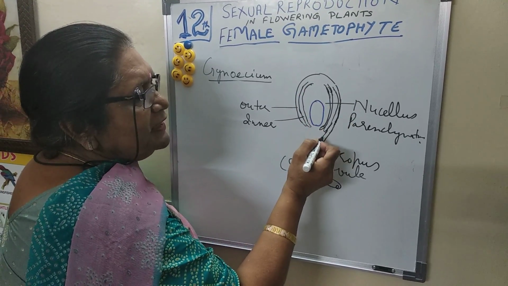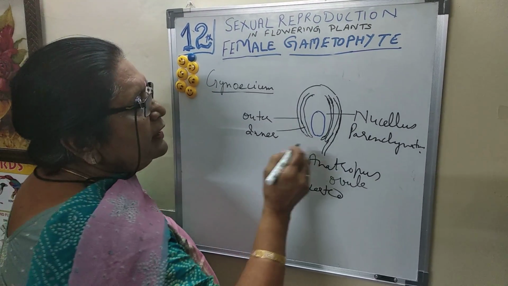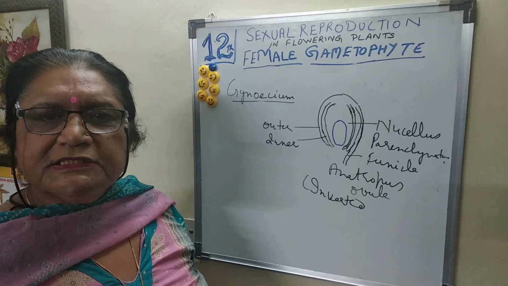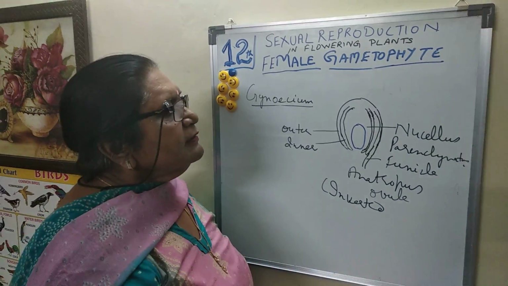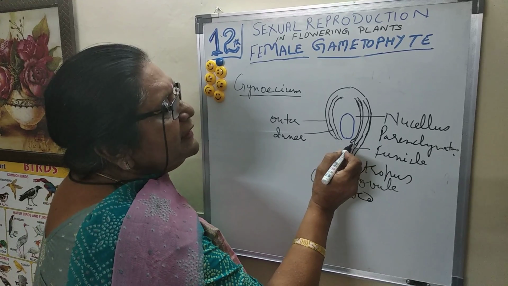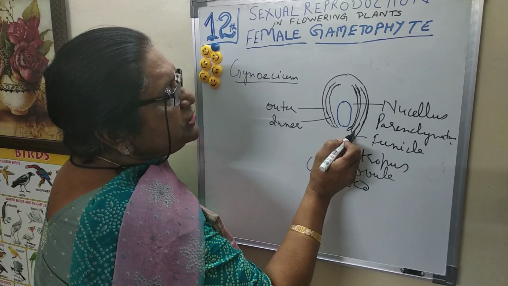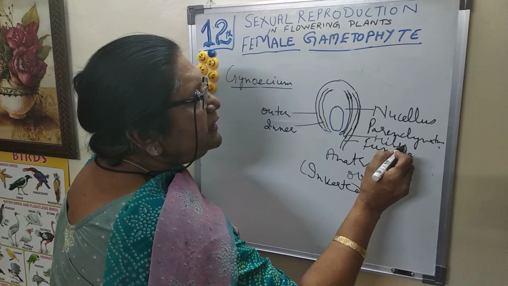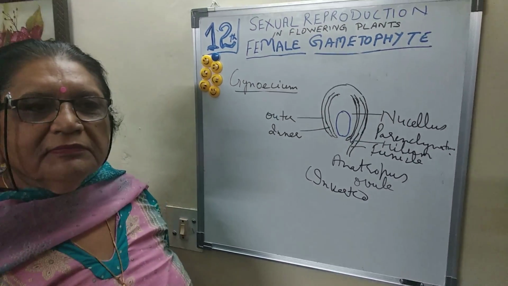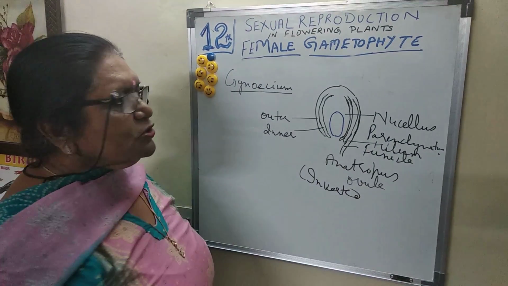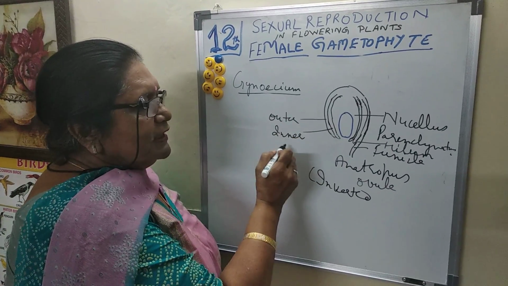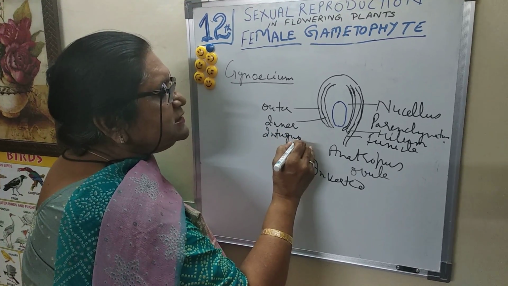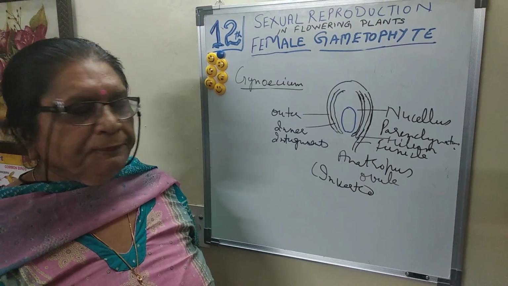Now this ovule remains attached by a structure called the funicle. The funicle is the stalk of the ovule which attaches it with the ovary. Then there is a complete structure. The integument remains attached by means of the structure called hilum, H-I-L-U-M. The funicle is the stalk of the ovule, and the nucellus is protected by two coverings, the outer and inner integuments.